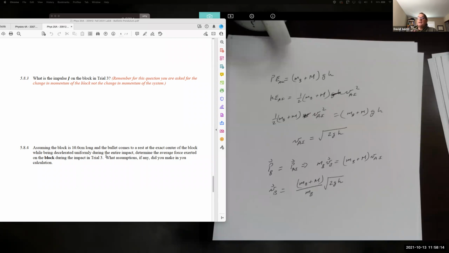Okay. Now, one of the assumptions I make is that the block and bullet pair don't actually move during impact. They move a very small amount. So the first assumption I'm going to make is the block isn't moving. Now, I ask you to get the average force exerted on the block during the impact in the trial. Does anybody have any idea how they're going to do this?